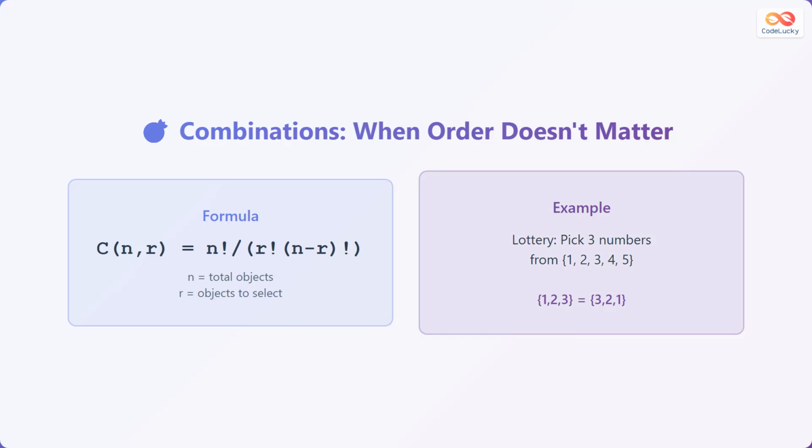Now let's discuss combinations. Combinations are about selections where the order doesn't matter. The formula for combinations is C(n, r) = n! / (r! times (n - r)!), where n is the total number of objects, and r is the number of objects we want to select. For example, in a lottery where you pick 3 numbers from the set 1, 2, 3, 4, and 5, the order doesn't matter. So the set 1, 2, 3 is the same as the set 3, 2, 1.